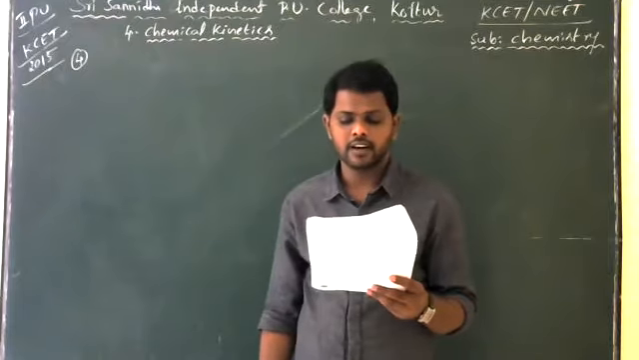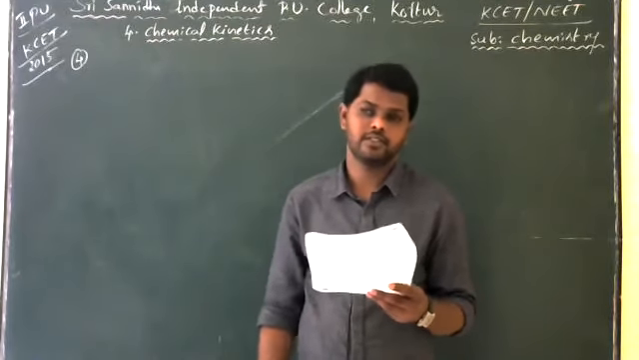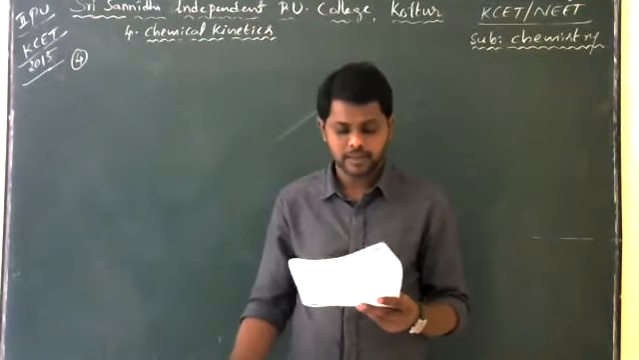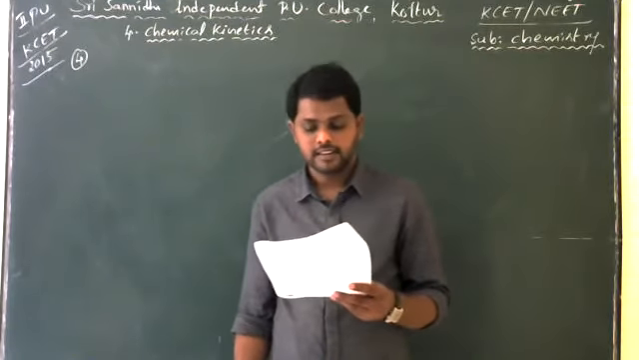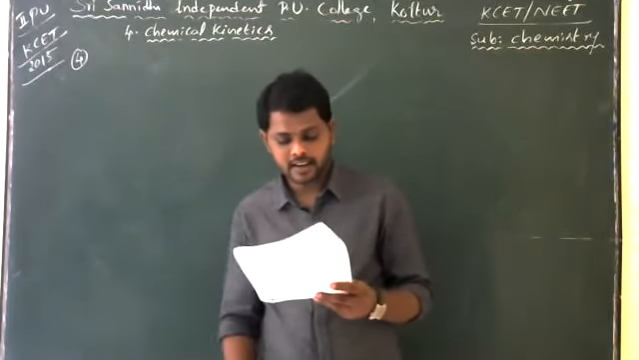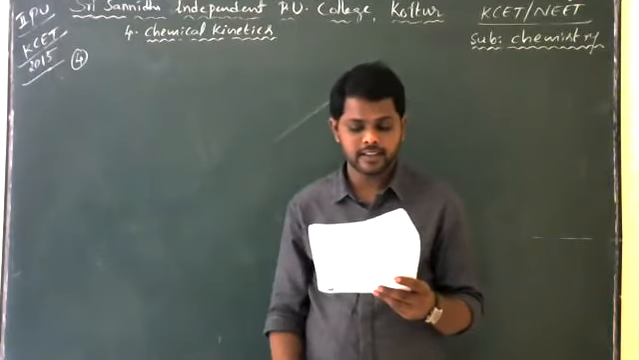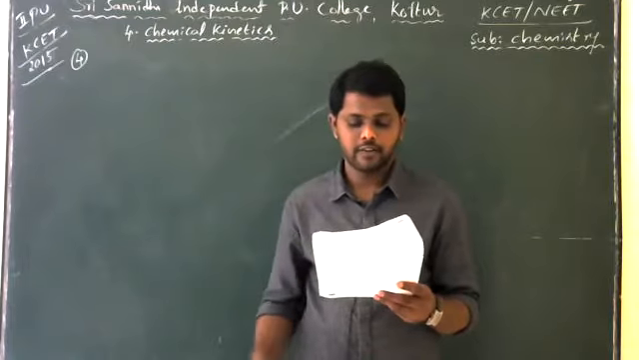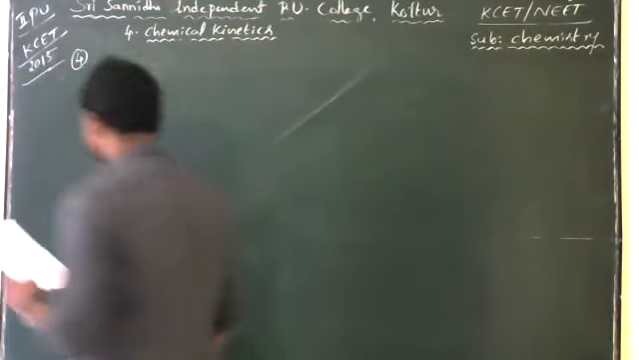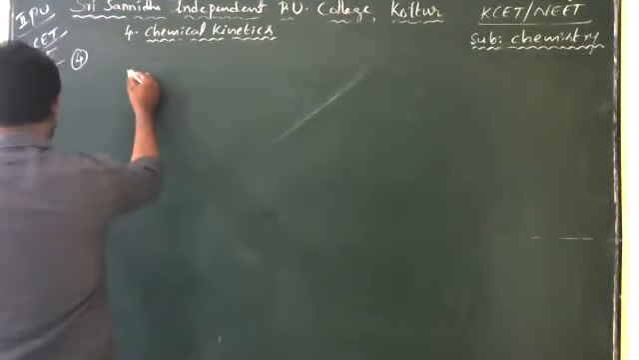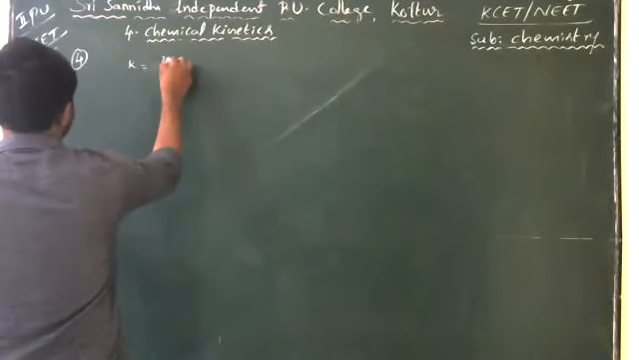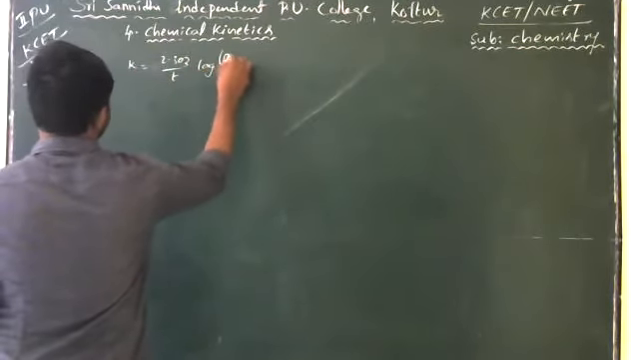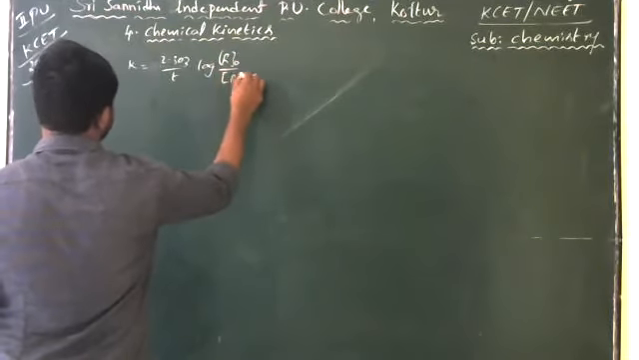When was it half completed? That is the question. Just listen. In a first order reaction, the concentration of the reactant is reduced to 12.5% in 1 hour. When was it half completed? We have to take the formula K is equal to 2.303 by T log concentration of R naught divided by concentration of R.